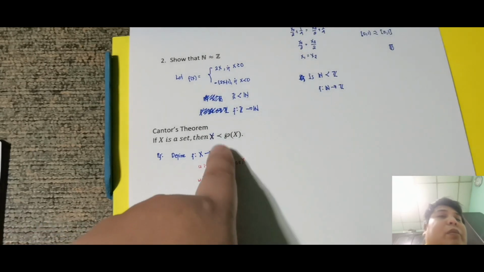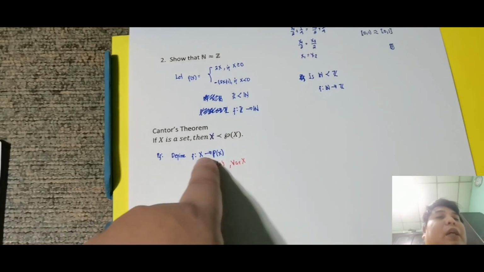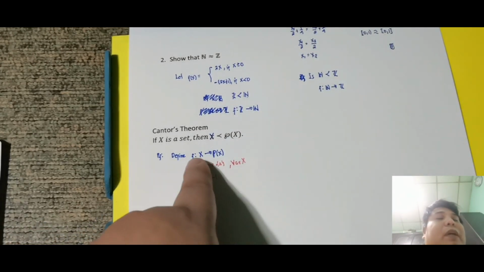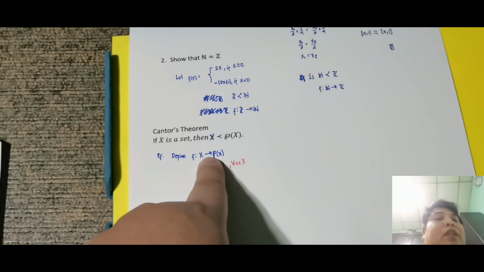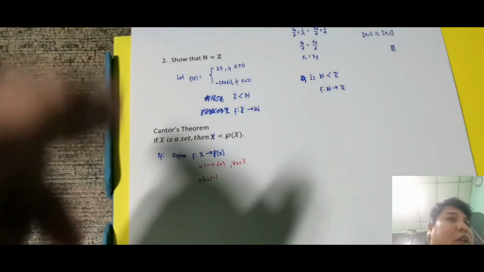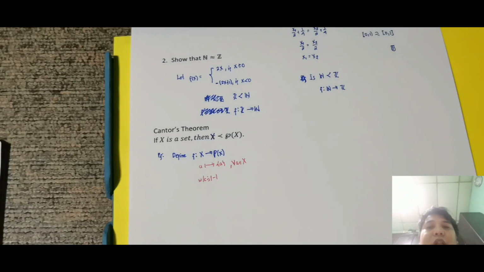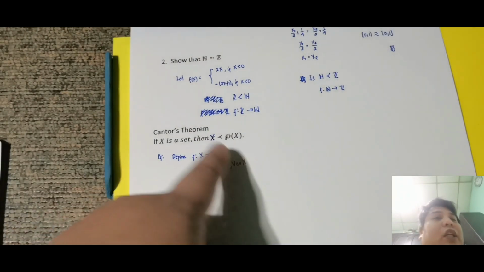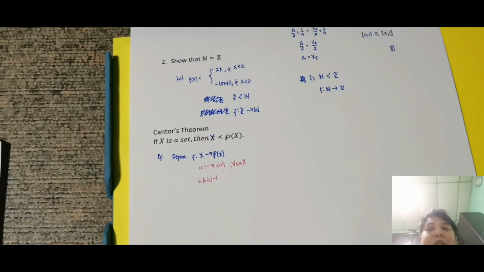So kasi, di ba, para masabi natin na ito is strictly less than, dapat may function na ganyan. Okay, may function mapping from x going to P of x such that siya ay 1 to 1. So okay na, nag-define lang ako. Ngayon, claim ko lang siya na strictly less than na. Ngayon, ipoprove pa lang natin siya. So ipoprove natin siya by contradiction.